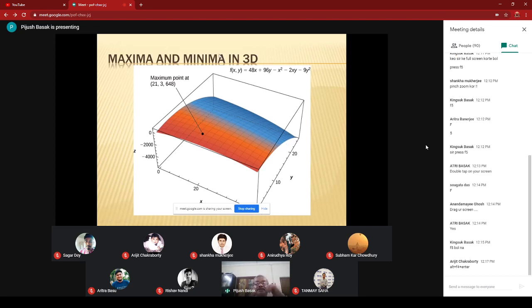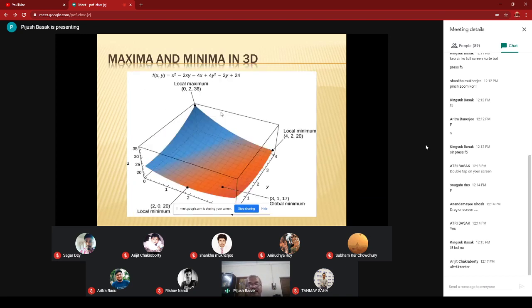The equation of the curve is z is equal to f of xy is equal to 48x plus 96y minus x square minus 2xy minus 9x square. So if you plot this, it is done in 3-dimension plotting. This can be done in 3-dimension plotting. What is the nature of the surface? So I am giving you one example, that is minimum point at 21,648, and this way. This is another example.